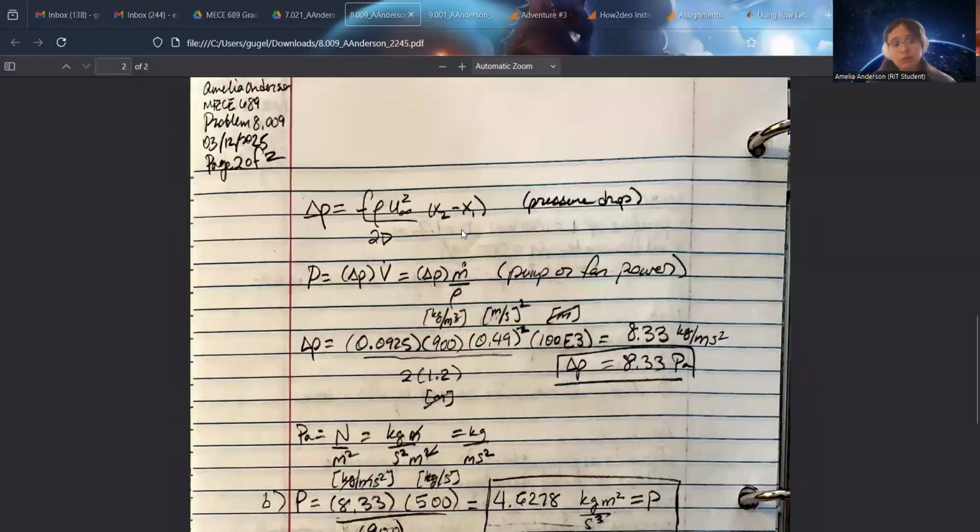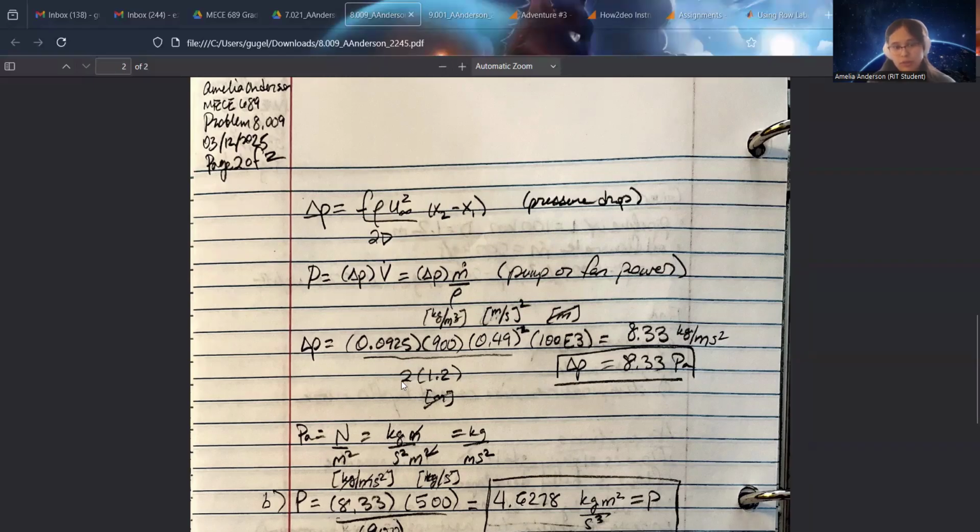This is a pressure drop equation out of your textbook. We've got our delta P is equal to the friction factor times the density times the velocity squared divided by twice the diameter times the distance traveled. And we've also got our pump or fan power required to keep that up. And that's going to be our pressure drop times our volumetric flow rate.